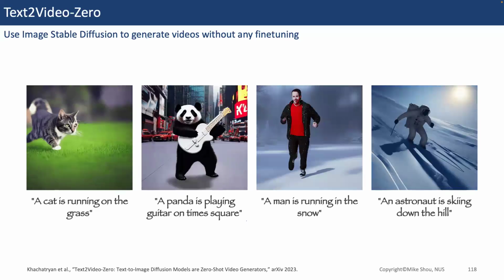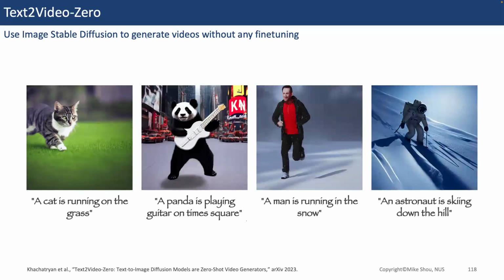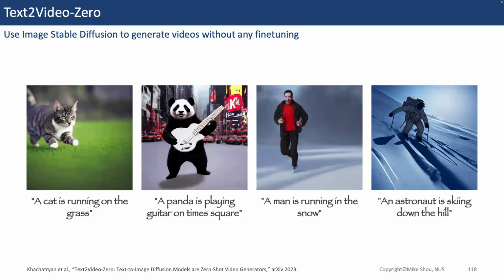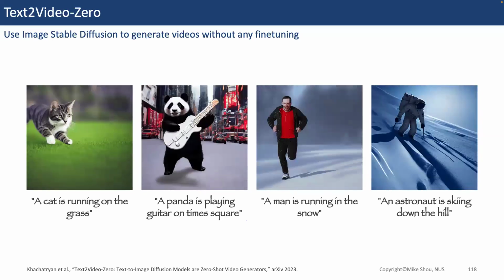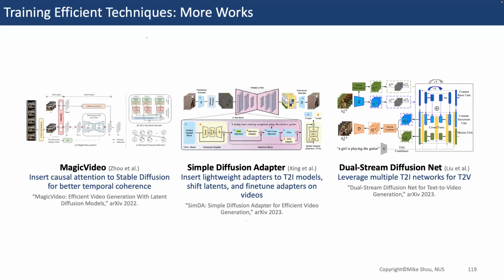And here are some results from the Text to Video Zero model. And as you can see, the result actually is quite impressive given they do not require any additional training. So they have the ability to generate videos without further training, but the content can be consistent. And also some other works focus on developing efficient training technologies, such as Magic Video and Simple Diffusion Adapter, etc.